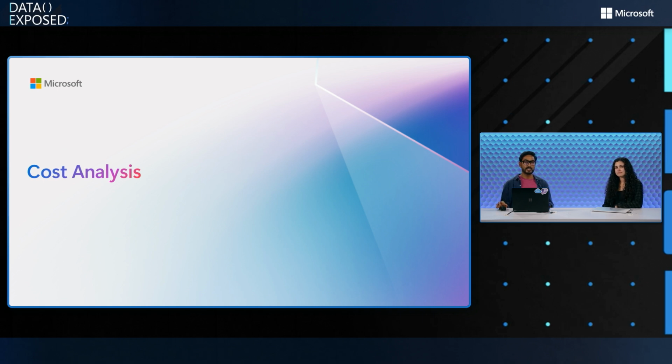That's cost analysis. So you want to be making smarter decisions on how your resources are being allocated, right? That they're being allocated to the applications that are of the most value to your business. How are you able to see that? You see the usage for them in the Capacity Metrics app, but you're also able to see the spend for them.